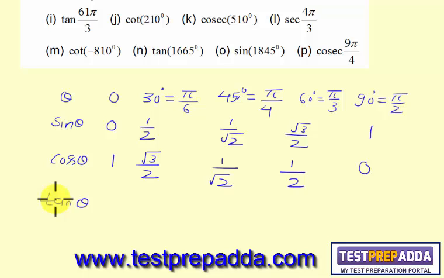Now tan theta, it is 0 at 0 degree. Tan 30 degree or tan pi by 6 is actually 1 by root 3. Tan 45 degree or tan pi by 4 is 1. Tan 60 degree or tan pi by 3 is actually root 3 and tan 90 degree or pi by 2 is not defined. So these are the basic angles that we need to know here.